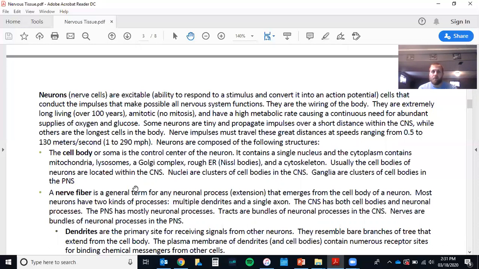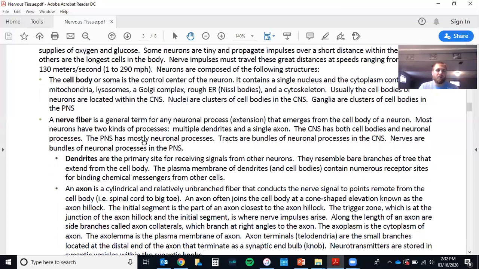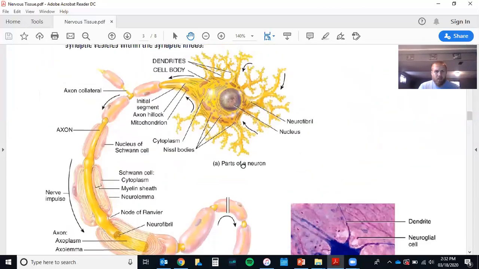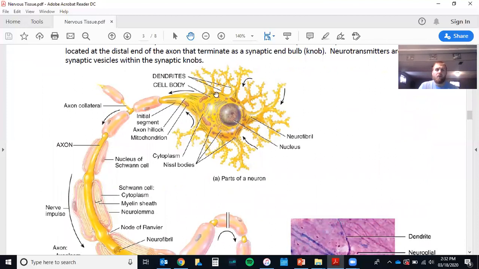So for reference, that's incredibly fast. Okay, as far as neurons go, there's kind of two main parts to it. What we describe as the control center of a neuron is its cell body, which is where you find the nucleus.